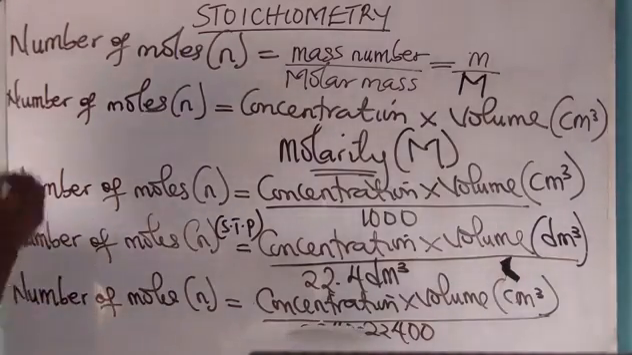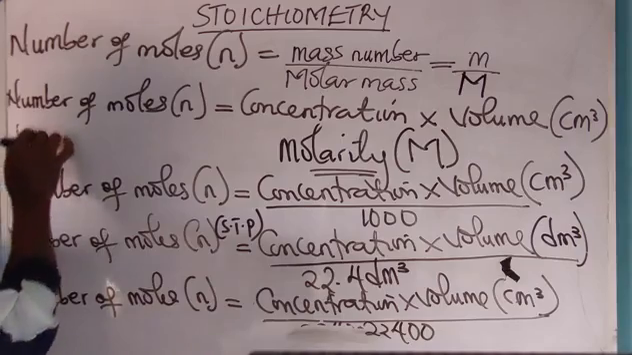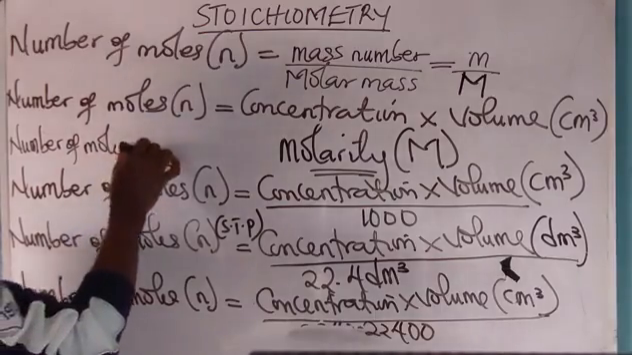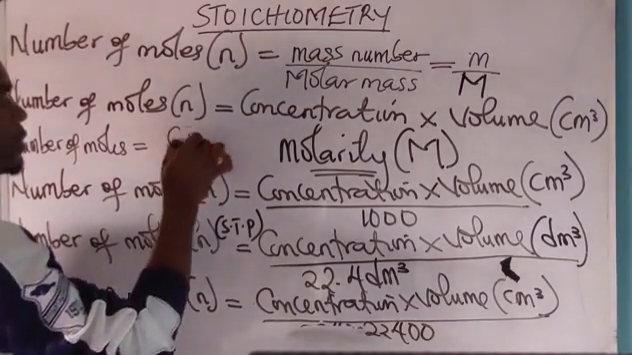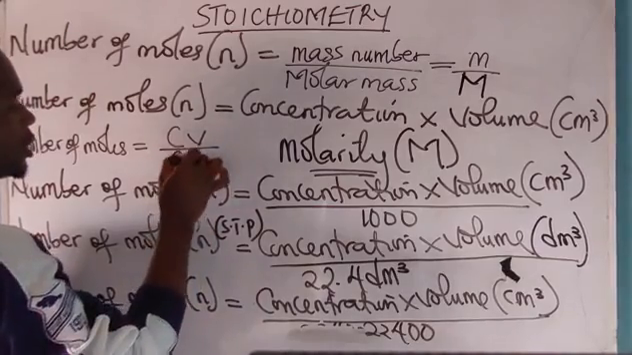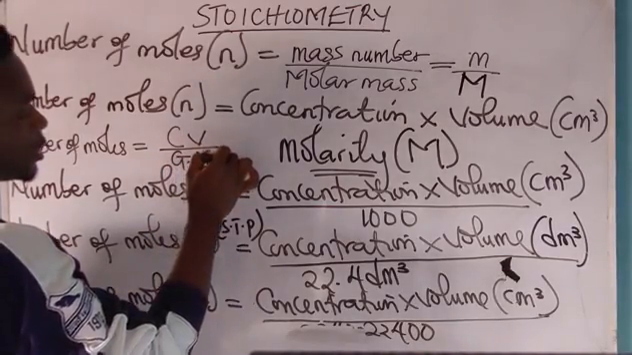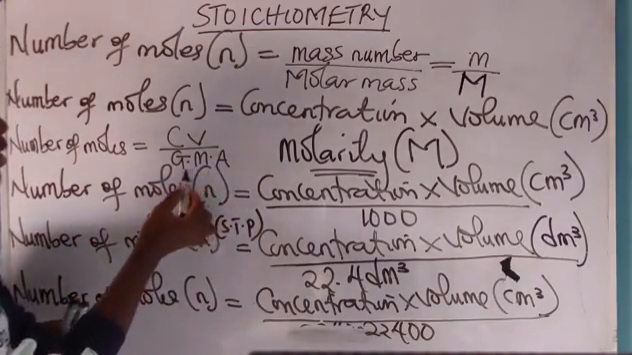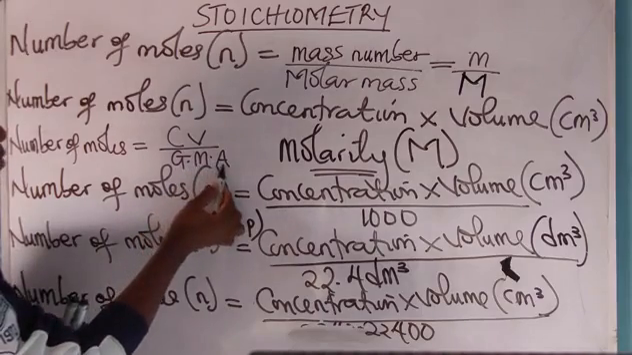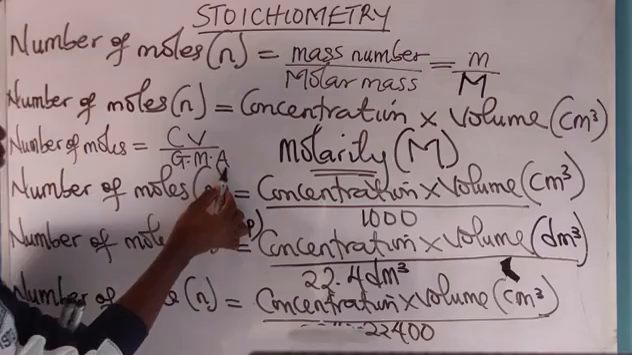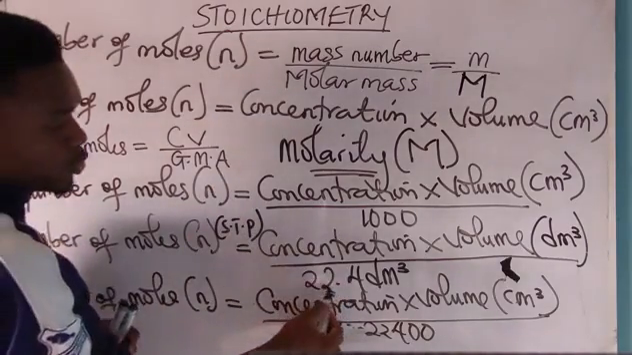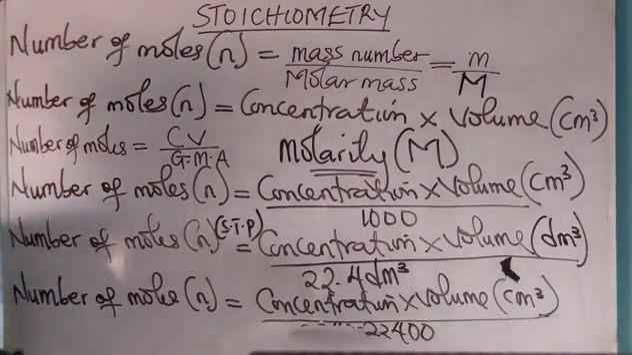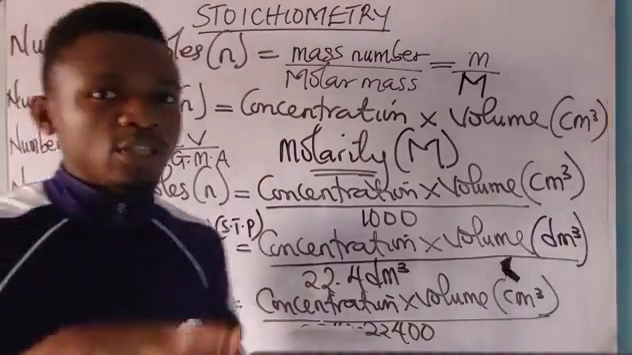The same thing is also similar to number of moles. Number of moles equals CV over GMV. That is gram molecular volume, and gram molecular volume is given as 22.4 dm cube. So these are the formulas with which questions are going to be dealt with.